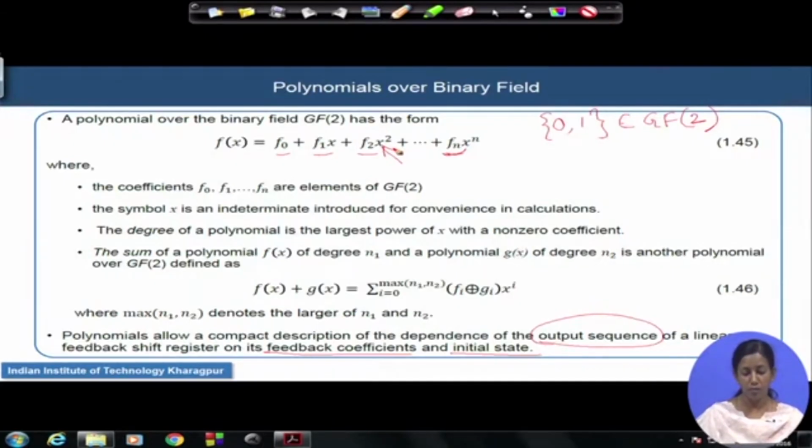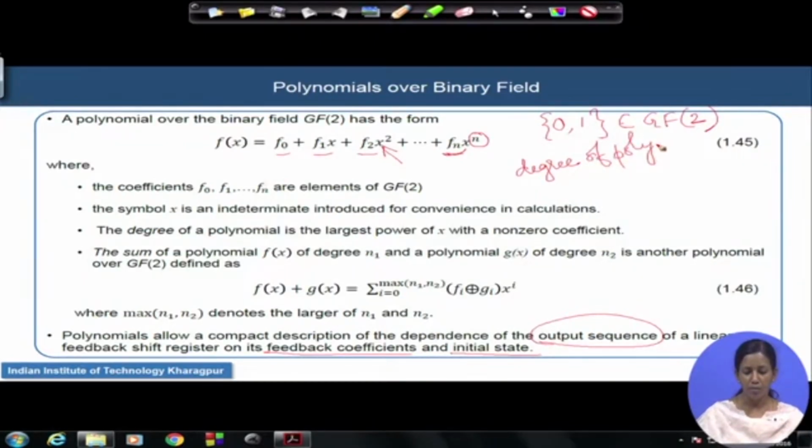See that there is a term called the degree of a polynomial. The degree is the highest order of x, provided that its coefficient value is non-zero. So, the highest power of x where a non-zero coefficient belongs is called the degree of the corresponding polynomial.